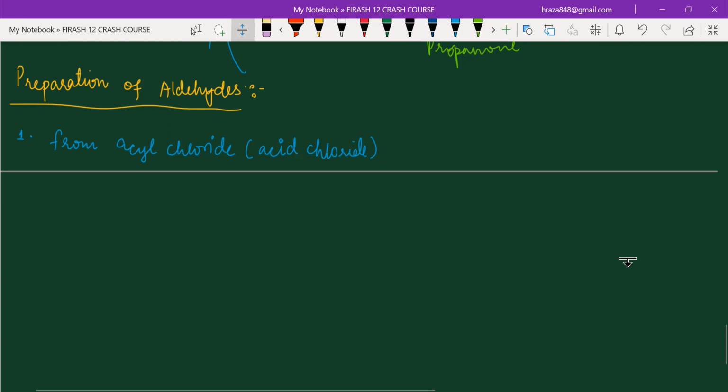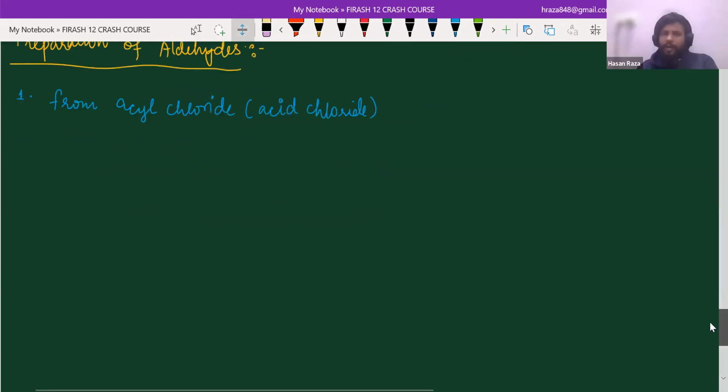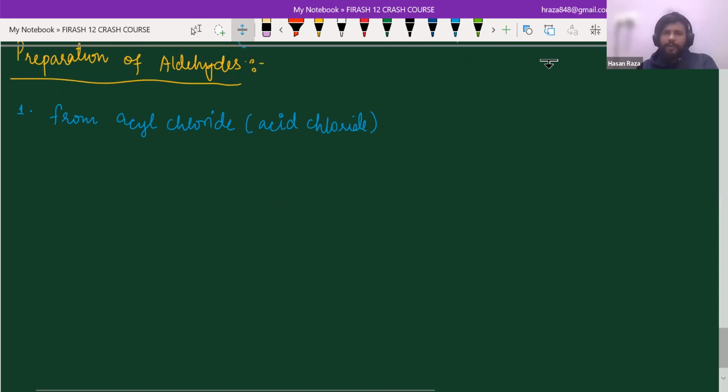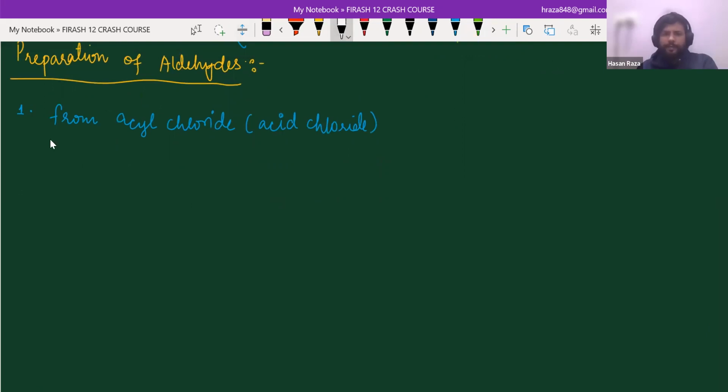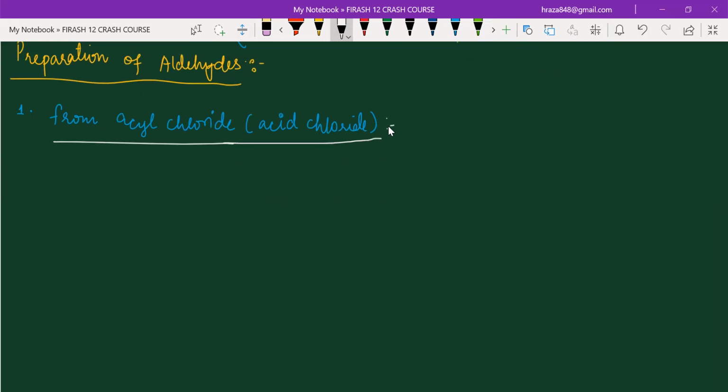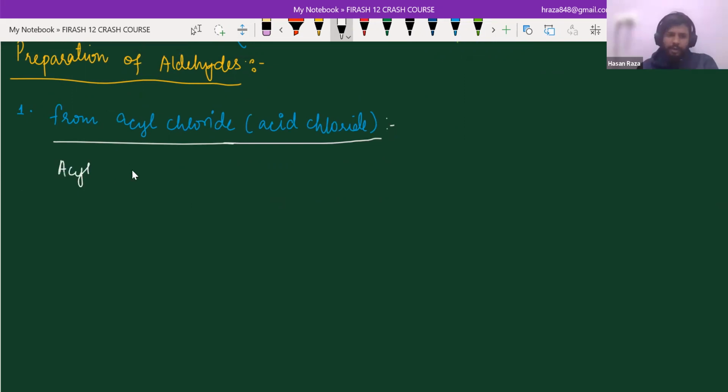We will do that. Okay. Is this clear? From acyl chloride. Yeah. So it is an important reaction because it is a name reaction. Acyl chloride, or acid chloride, is hydrogenated. That means hydrogen will be added.